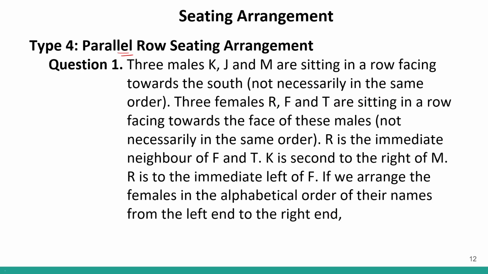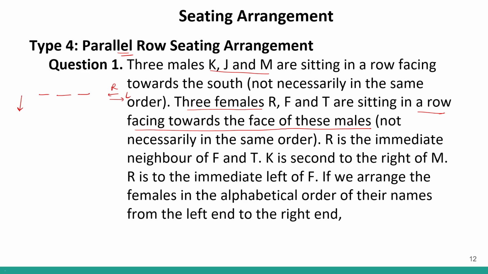Now, there are 3 males sitting in a row facing towards the south. So we have 3 males, 1, 2, 3, and they are facing towards the south. If they are facing towards the south, that means this will be the left and this will be the right. Correct? There are 3 females sitting in a row facing towards the face of these males. That means they are facing each other.